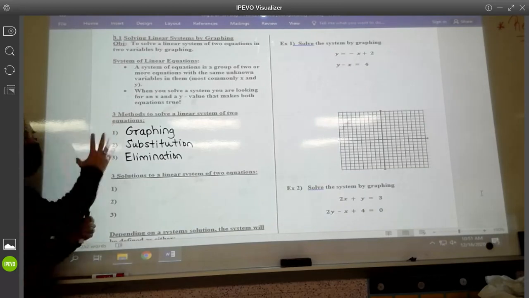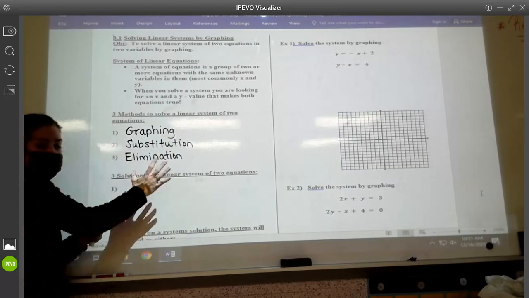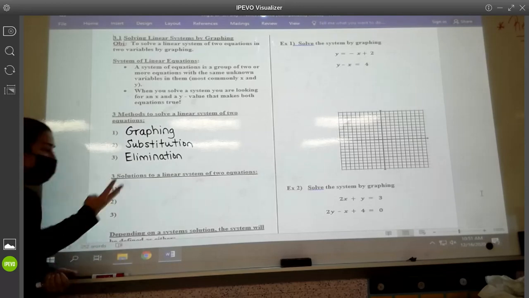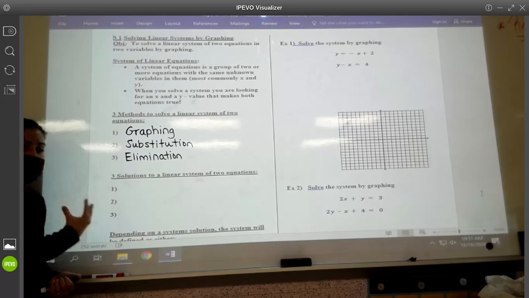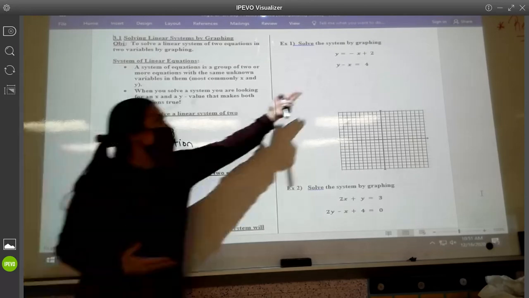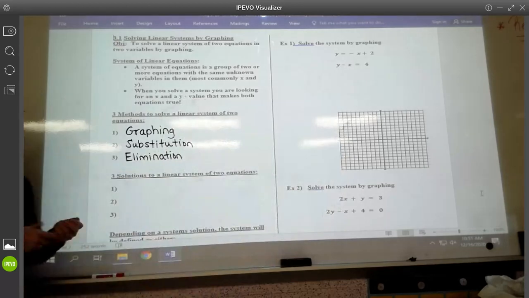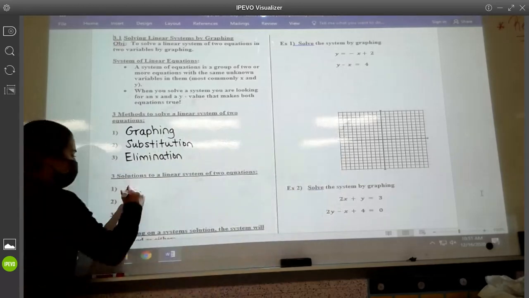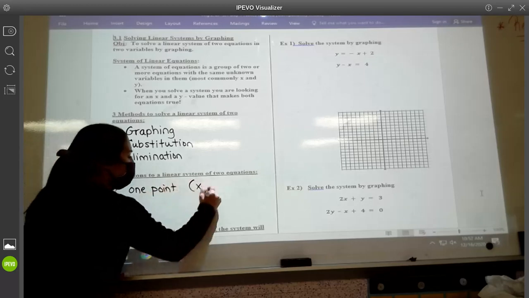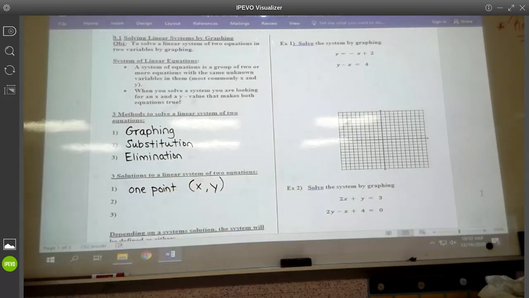However, regardless of which way you choose to solve a system, there's only three types of answers that you could get when you solve a system. One answer is that you actually find an x and a y value. You find a point. So one answer that you're going to get today is 1 point. You're going to find an x and a y value that make the equations true. That's what we hope for.